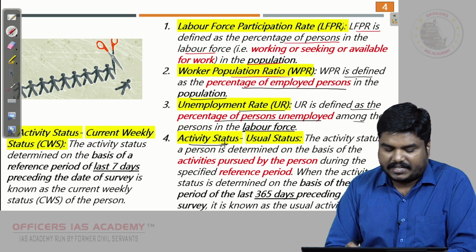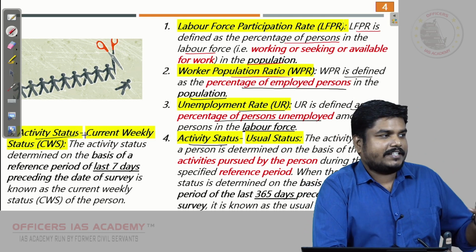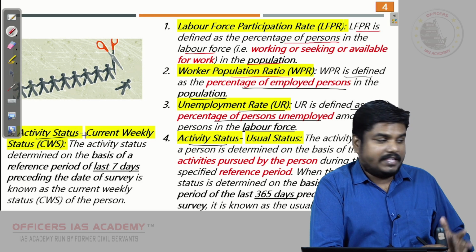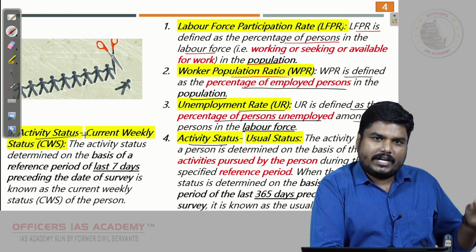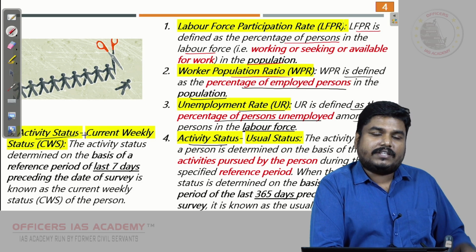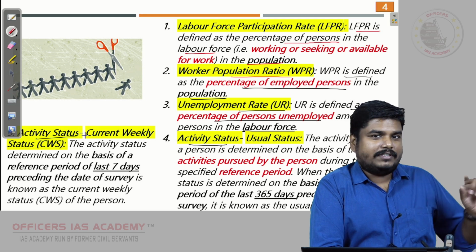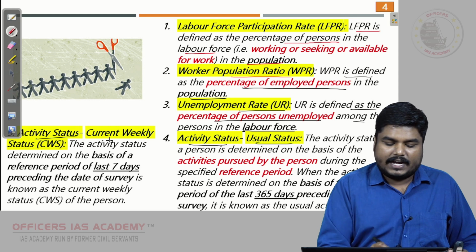Now, activity status. Activity status means what kind of work people were doing, for how many days they were working, whether they were working for 365 days or for only 180 days, whether they are working every week, every month, right. That activity status is reported under two headings: one is usual status and the other is weekly status.